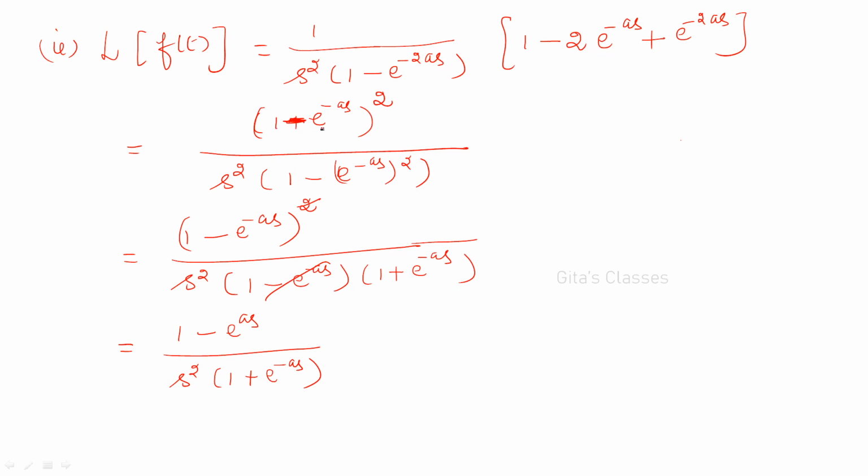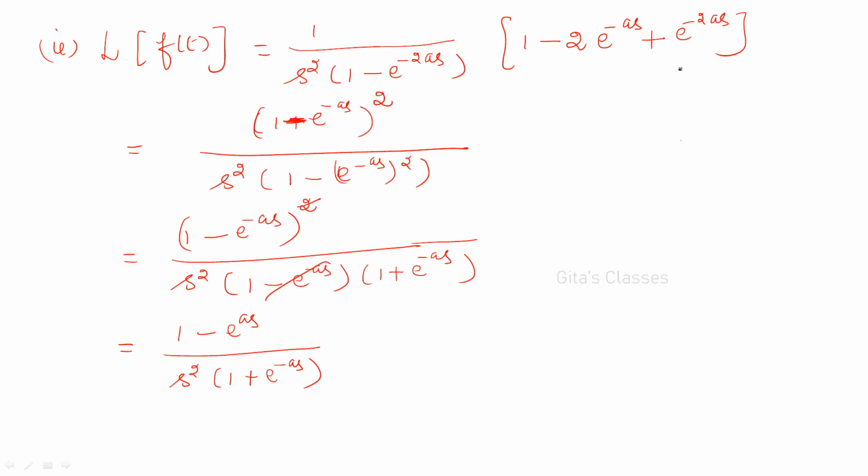So 1 minus e power minus as the whole square, and in the denominator it is a squared minus b squared form. A squared minus b squared means a minus b into a plus b. So I am writing it as 1 minus e power minus as and 1 plus e power minus as. So one term in the numerator and this term will get cancelled. So you will be getting 1 minus e power minus as by s squared into 1 plus e power minus as.